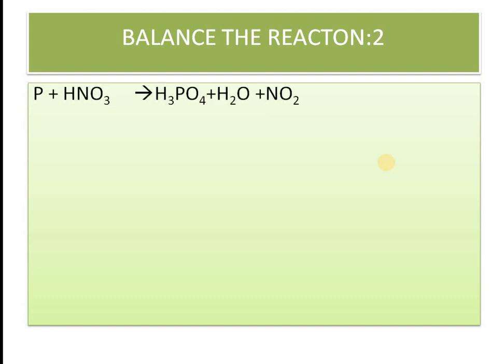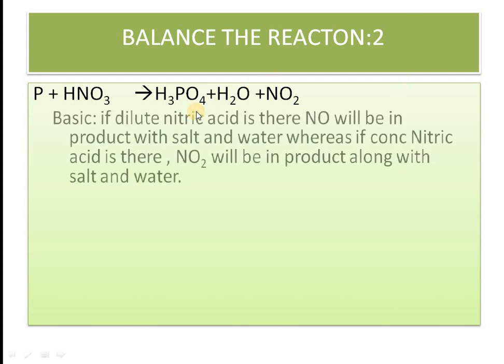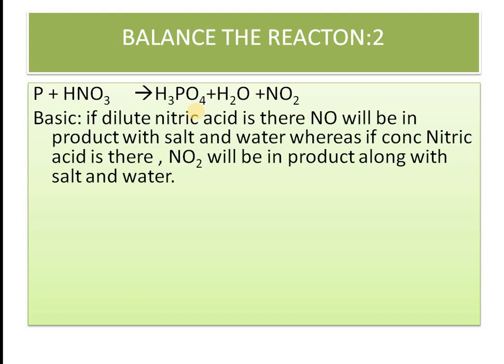For this type of reaction, please remember that there is some logic in each and every reaction. If concentrated HNO3 is used, it gives NO2. The basic logic to remember is: if nitric acid is dilute, NO is formed, and if it is concentrated, NO2 is formed. You will learn more about this when the reaction comes in the regular chapter study.